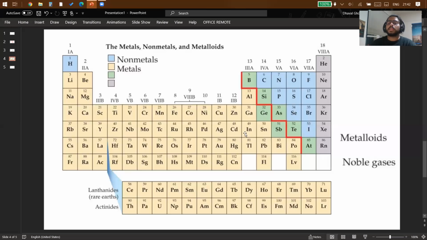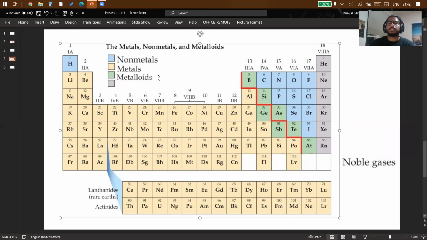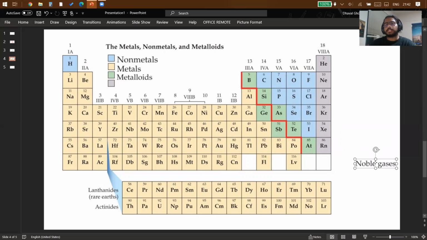And then the green ones somewhat lie in between the metals and non-metals, they are transitioning. So they are called metalloids, and they possess properties similar to metals and non-metals. You can call them semi-metals, or metalloids. And the last group of elements is called noble gases.